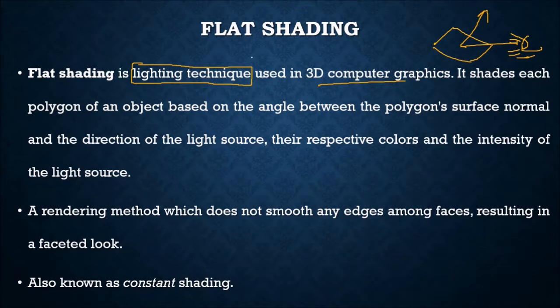This is a rendering method which does not smooth any edges among faces, resulting in a faceted look. It is also known as constant shading. So the normal is computed and all the other area or region of that face is shaded depending upon the color which is computed here.